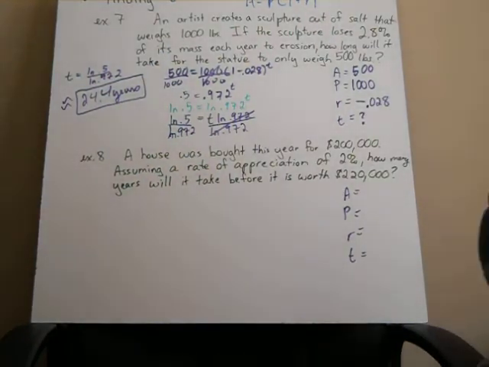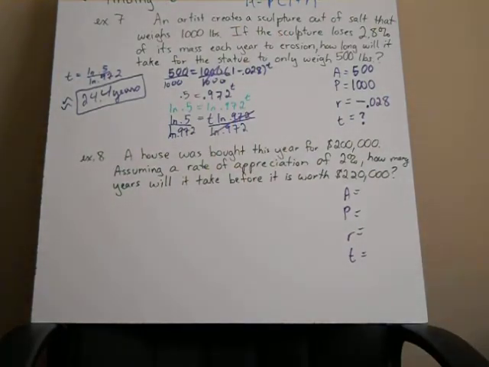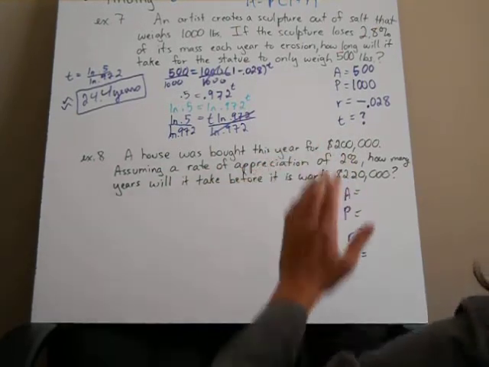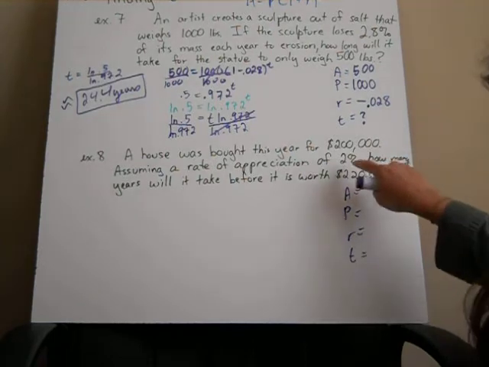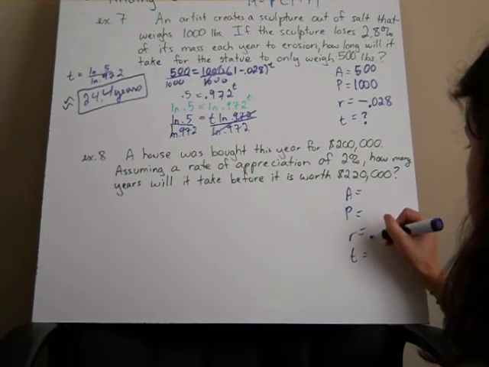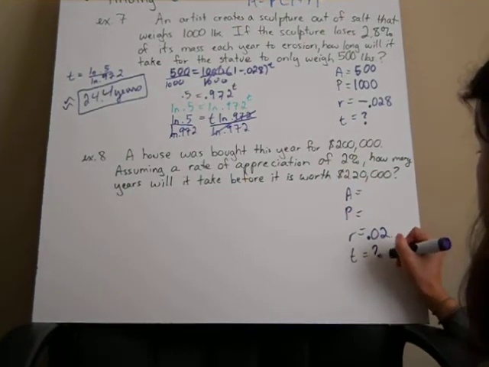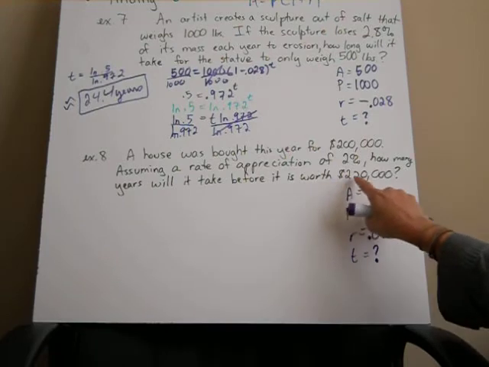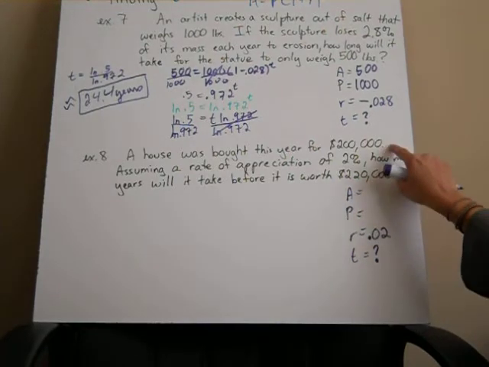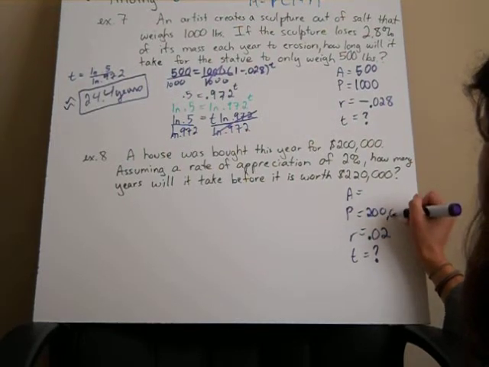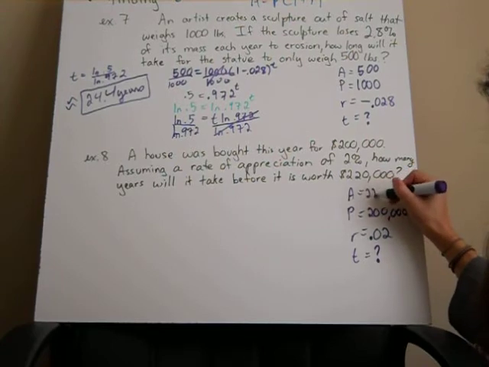Alright, example 8. A house was bought this year for $200,000. Okay, so still we want to read a little further to find out if that's our A or our P. Assuming a rate of appreciation of 2%. So appreciation means growth, so it's going to be positive. 2% divided by 100, that gives us a rate of 0.02. How many years, so again we're looking for time, will it take before it's worth $220,000? So this is our after, this is our before. So our before is our P, so this is 200,000. And this is our after, 220,000.